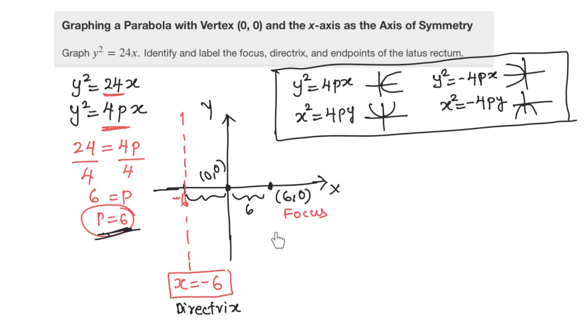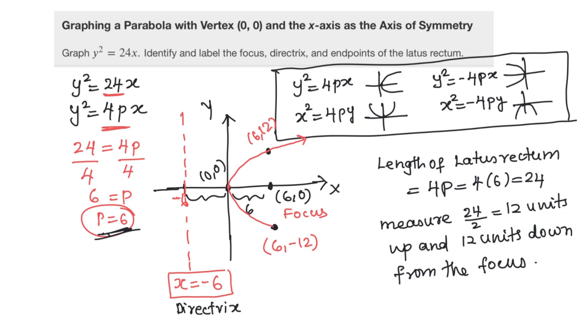So I can use the latus rectum information. That means this total length should be 4p. That means from here to here, this point should be 2p. And this distance also should be 2p. 2 times p is 12. So I need to measure 12 units up, 12 units down to locate that point. Then join that and graph.